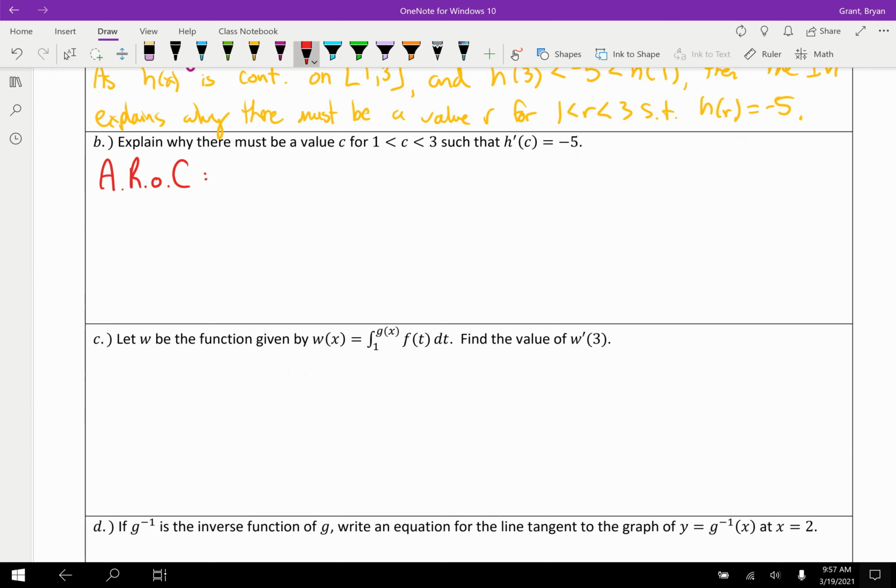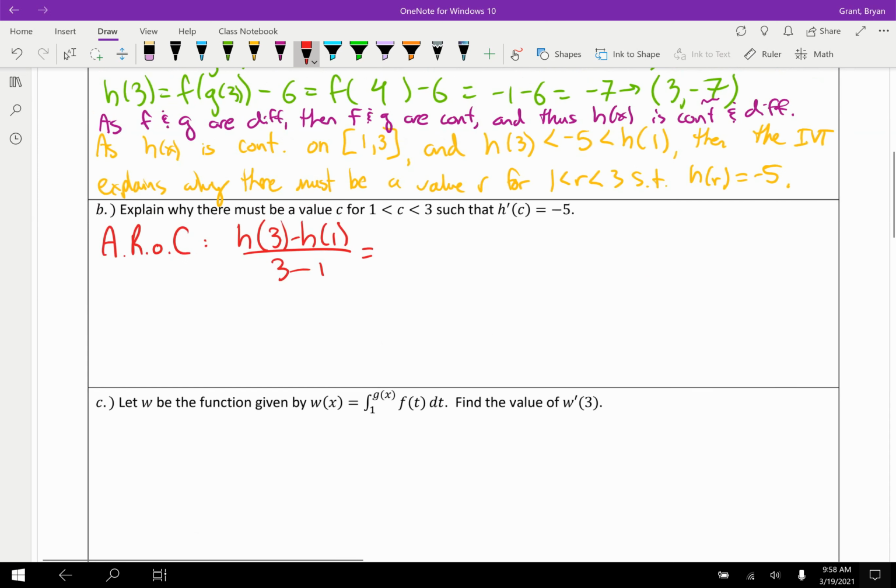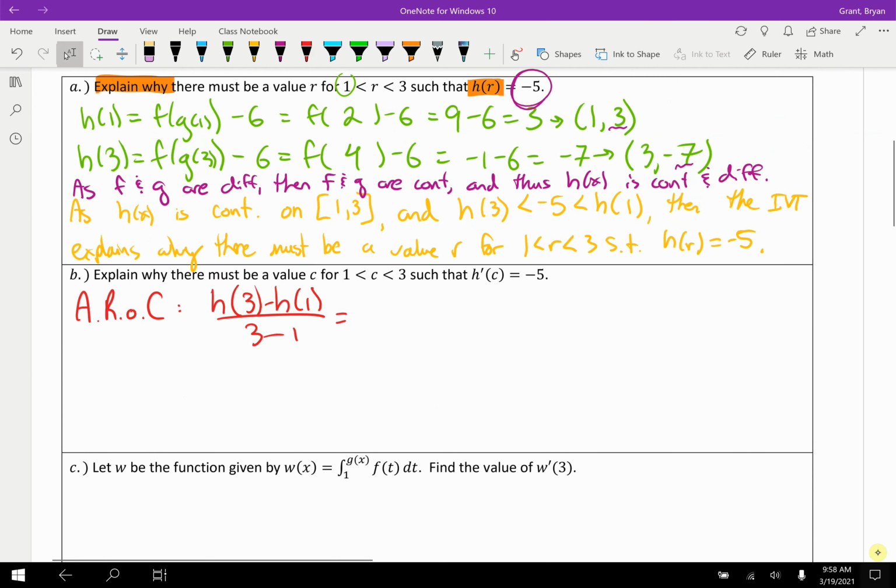The average rate of change will be h(3) - h(1) over 3 - 1. Notice h, not h prime. This is like the slope formula for h. The slope of h is h prime, so this is telling us something about h prime. We've already found h(3) and h(1) earlier.